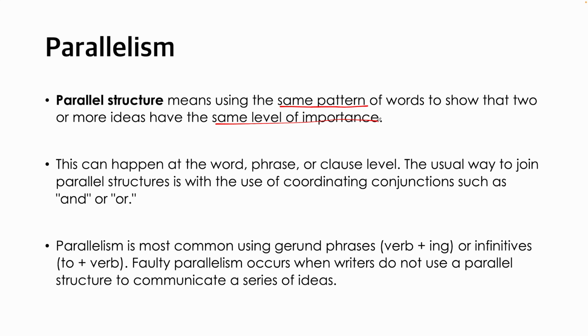Okay, so this can happen at the word, phrase, or clause level. So you can have two different words to conjoin together, or two different phrases to conjoin, or two different clauses to conjoin. And the usual way to join parallel structure is with coordinating conjunctions such as and or. But there are more conjunctions you can use, which I will introduce later.